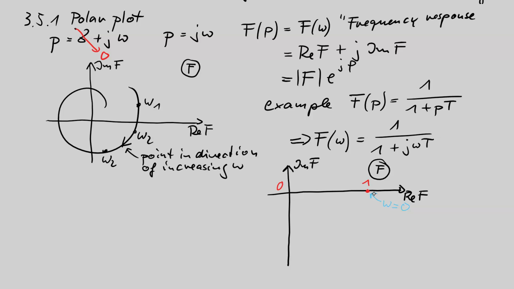Let's calculate a second omega case. Now, F of omega 0 is 1. What happens if omega is very large, goes to infinity? If this is very large, we have 1 divided by an imaginary point, an infinitely large point, so we get a 0 here. So we can say, okay, we have a red point here, and we can indicate this with omega infinity.